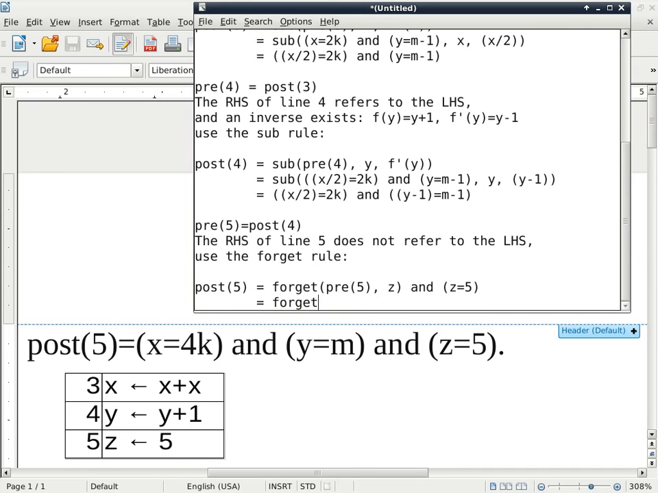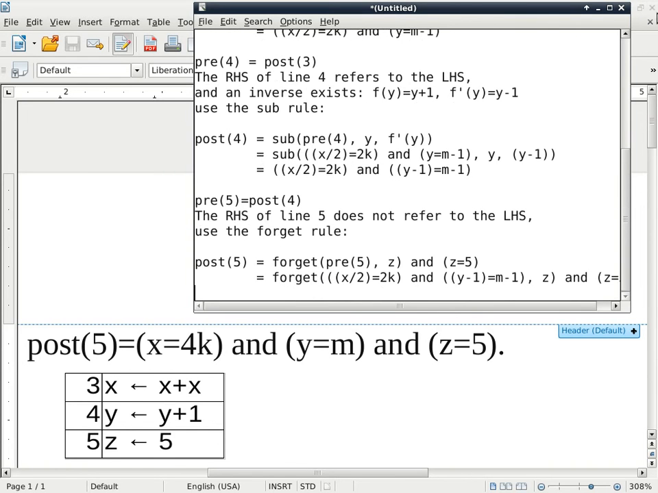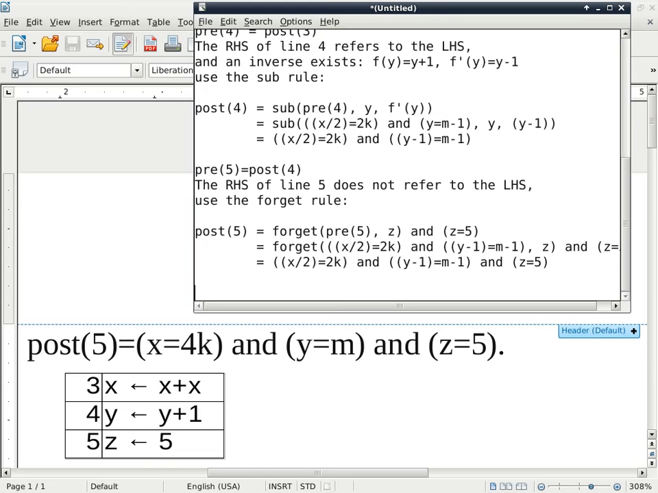So now we expand everything. Pre-5 is this mess here. You just have to copy it. And is there anything to forget? Did we claim to know anything about z before line 5? No, we didn't claim to know anything about it, so there's nothing to forget. So that means after the forget operation, we get everything back. There's nothing lost. But we got something to gain because we also know z equals 5 after line 5. And that's it. That's the whole answer to question number 4.